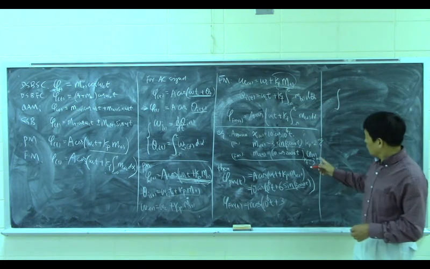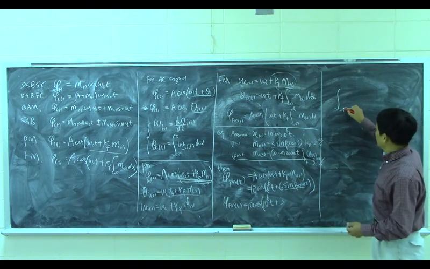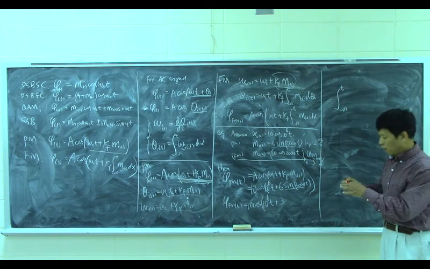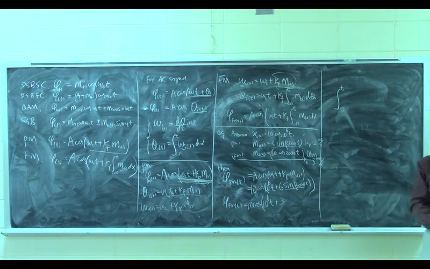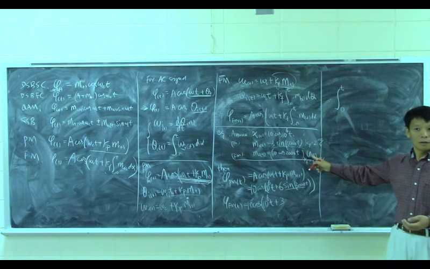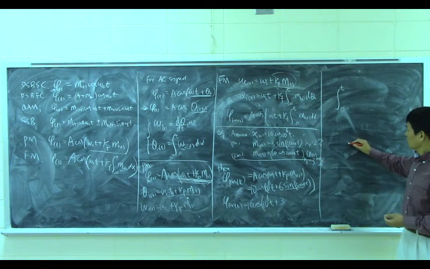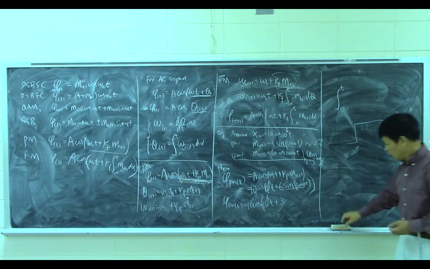We said this signal starts from u(t), from 0. So we do not want to do this one from negative infinity. We just start from 0. When you say it started at 0? Because this signal only starts at u(t). u(t) means the signal only starts from 0.